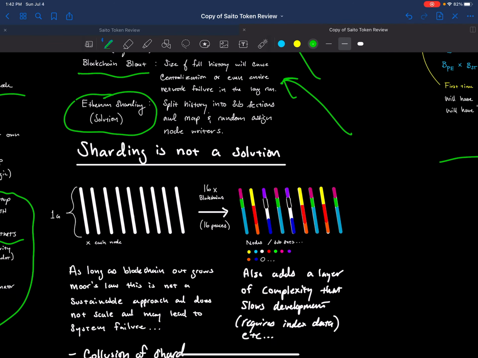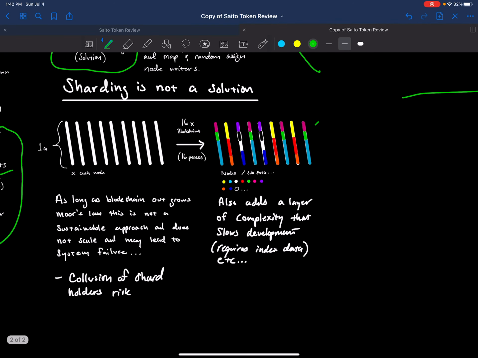So basically, what sharding is, it splits the network into subsections. Ethereum will be split into 16 shards. This is the Ethereum network right now. It's just a bunch of nodes, each one of these holds the same data. But with sharding, each one would hold a different set of data.